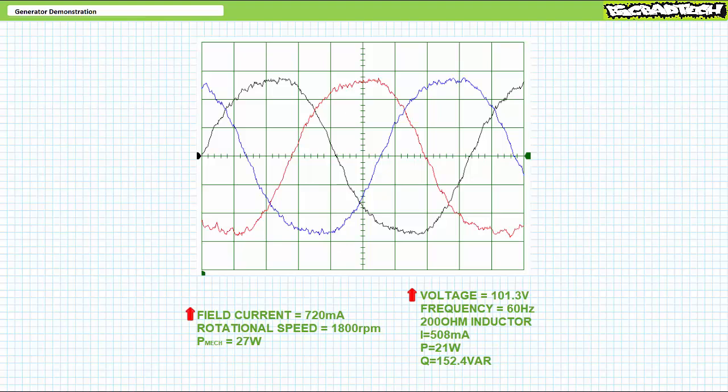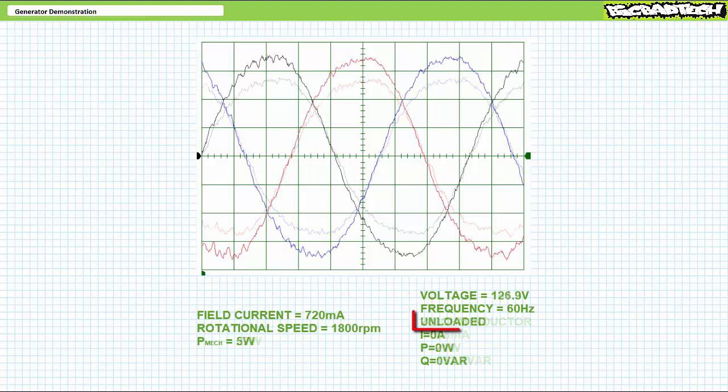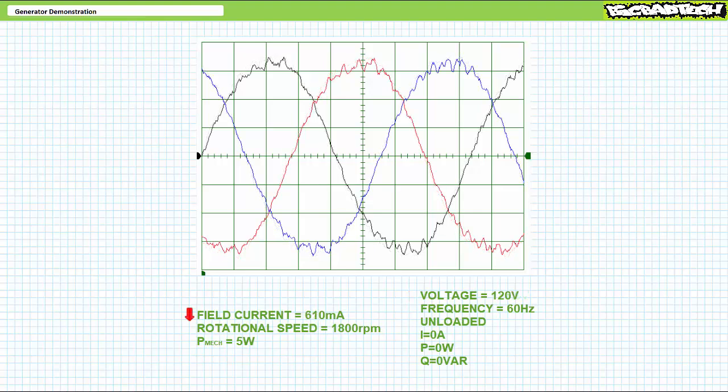Now consider what happens when this load is suddenly disconnected. In this highly excited state, voltage magnitude spikes to 127 volts. To prevent damage, an operator needs to decrease field current. At roughly 610 mA DC of field current, voltage magnitude stabilizes at the desired 120 volts.